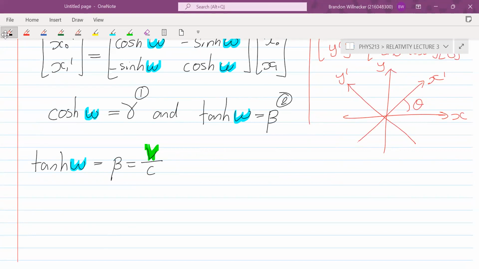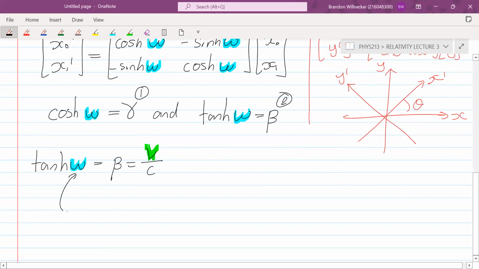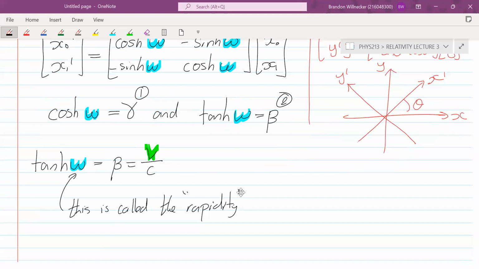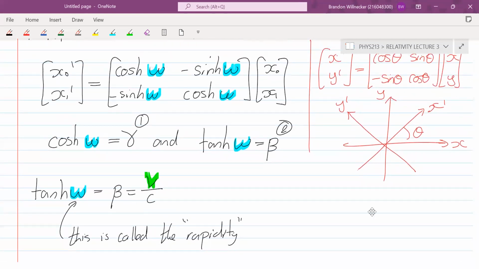Just as a bit of terminology, this hyperbolic angle omega is called the rapidity. Just a bit of terminology, you might see it come up later. Now, you can either work with the velocity or you can work with the rapidity because we've got this one-to-one relationship between the two. However, we will see that working with the rapidity is much more intuitive than working with the velocity. Now that sounds a bit weird.